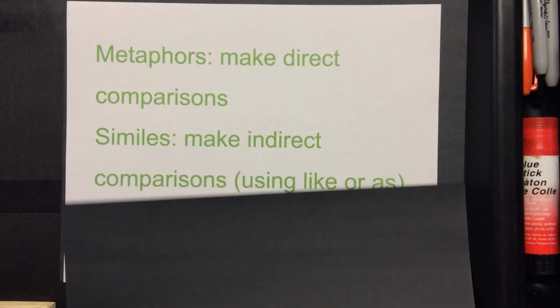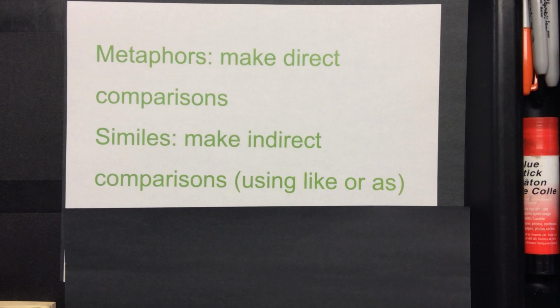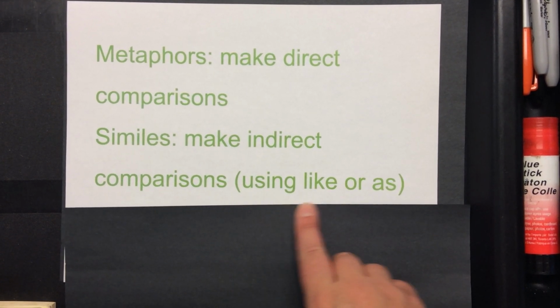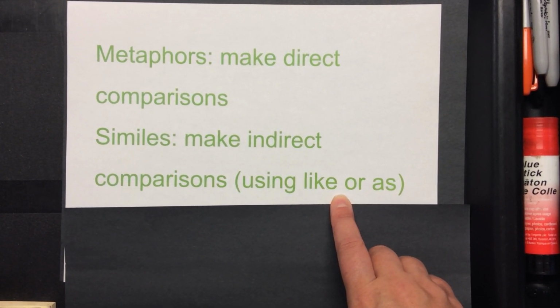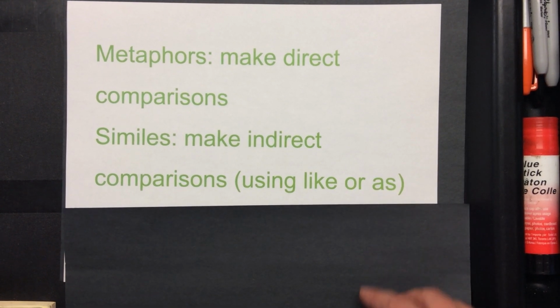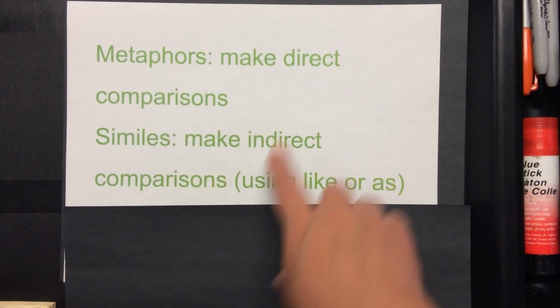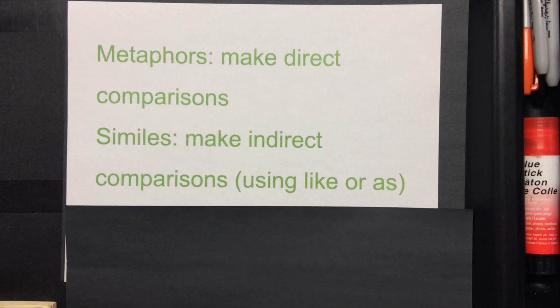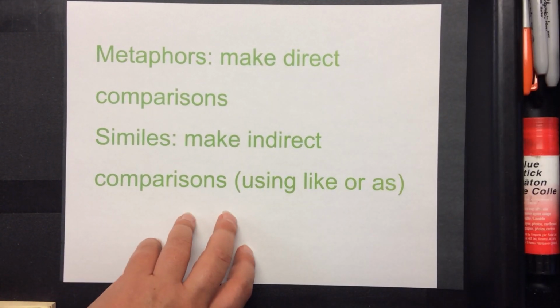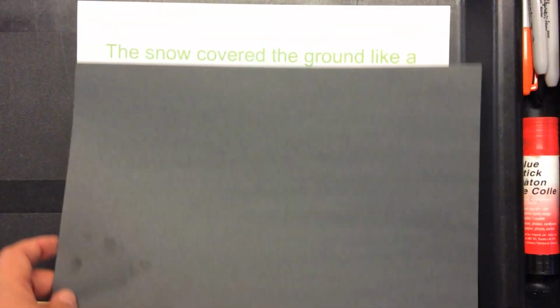And not a direct comparison would be an indirect comparison, and those are similes. Those are comparisons that use the word like or the word as. So metaphors are comparisons that are not using the word like or as, and therefore we call them direct comparisons. A couple of examples will make that a lot more clear to us.